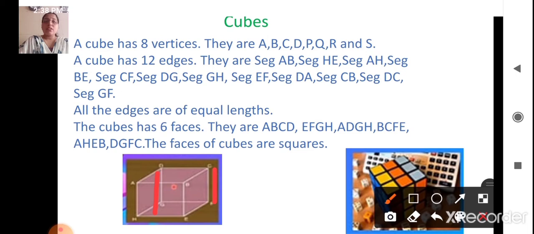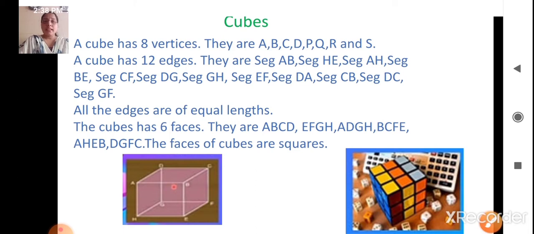Okay. And the faces of cubes, they are like squares. And what is the best example of cube? You can see it on my screen. The dice, which we play with, and Rubik cubes. We also play with Rubik cubes, right? So this is an example of cube.